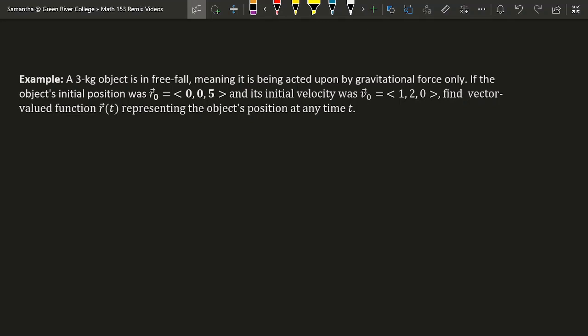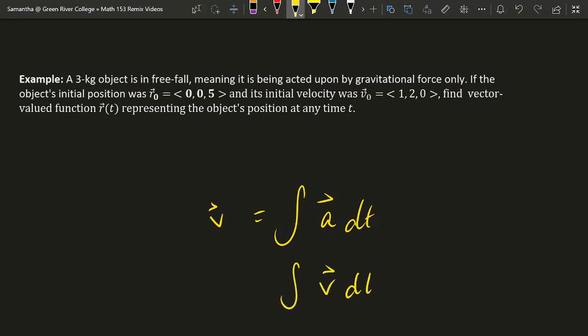Now, one of the things that I know is that if I know the acceleration vector, then all I have to do is integrate acceleration, and that will give me velocity. Then I'll be able to integrate velocity, and that will give me the position function that this question is looking for. The question becomes, how, from the data that's given, can I find the acceleration that this object is subject to?